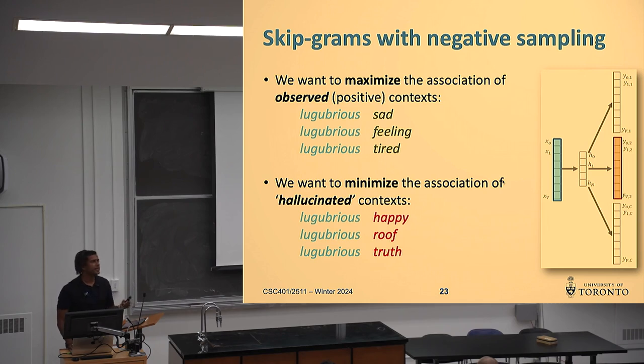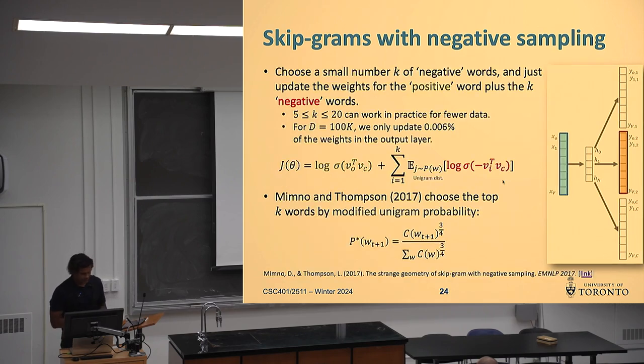The idea of negative sampling is that we've looked at a technique and now we're trying to make it more computationally efficient. With negative sampling, we choose a small number k of negative words and we just update the weights for the positive and the negative words. In practice k could be anything between 5 and 20, it works well. The amount of saving is incredible: from having to do this for all 100K words in the vocabulary, we're only updating about 0.006% of the weights in the output layer.